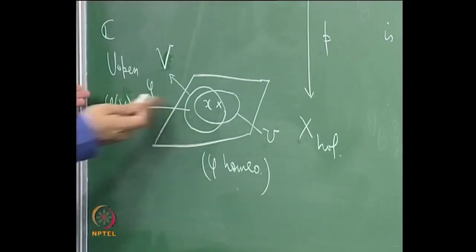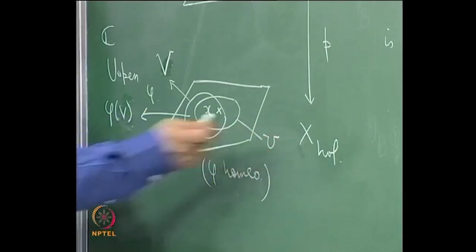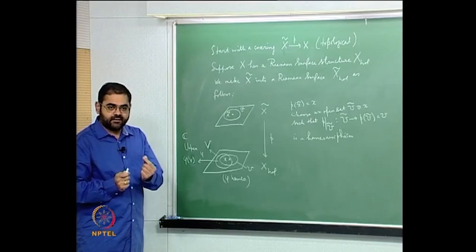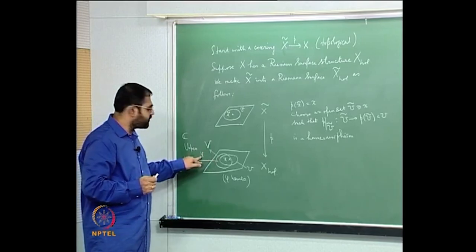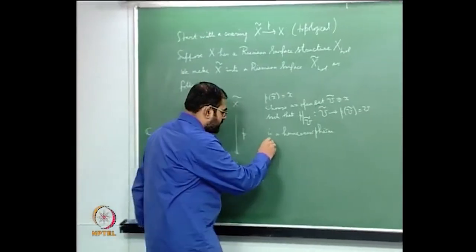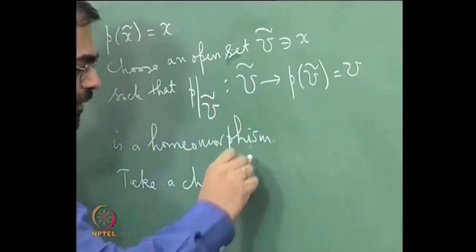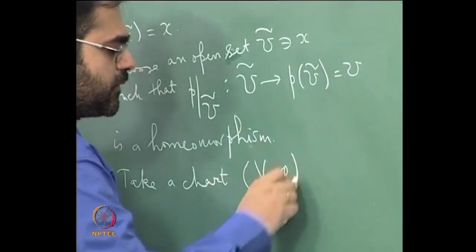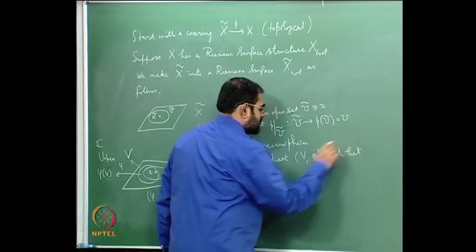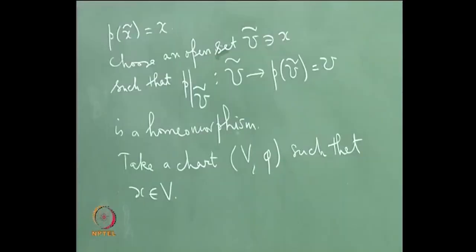So this is just the chart at the point X, because the space below has a Riemann surface structure, there is a chart given at each point. I am taking a chart V comma phi, which contains the point X. So take a chart V comma phi such that small x belongs to V, where small x is the image of X tilde.